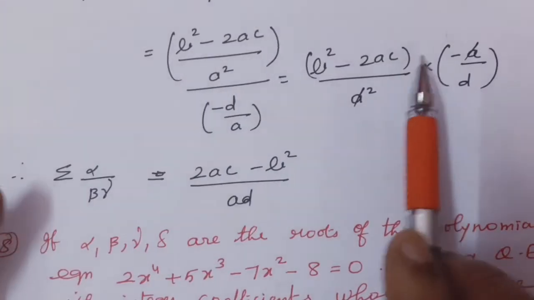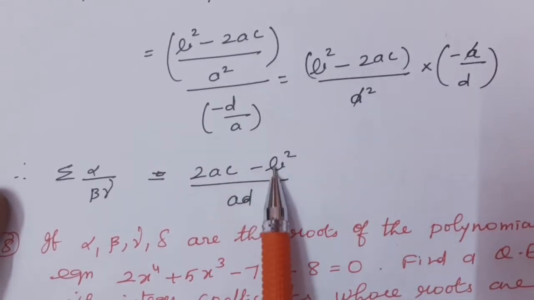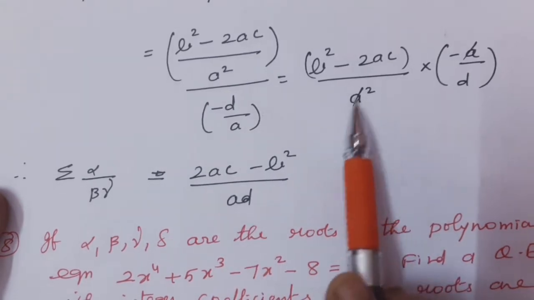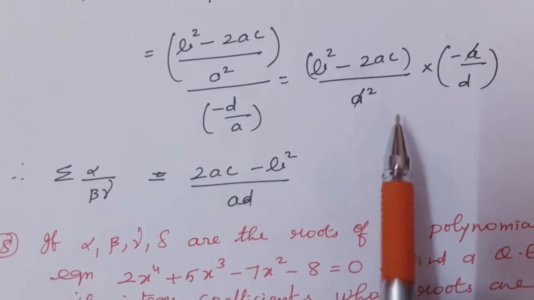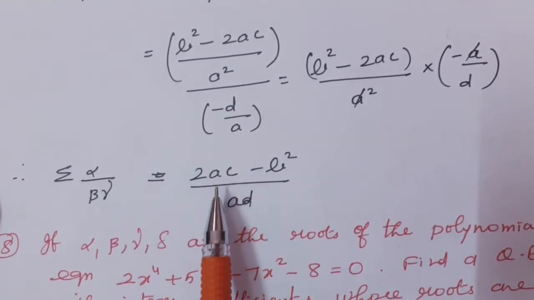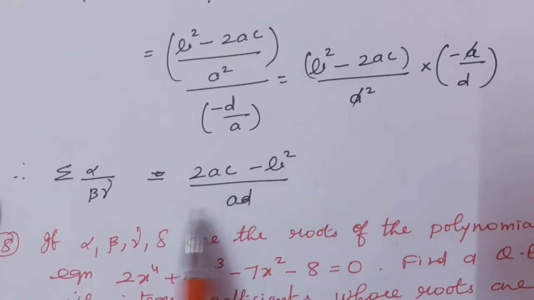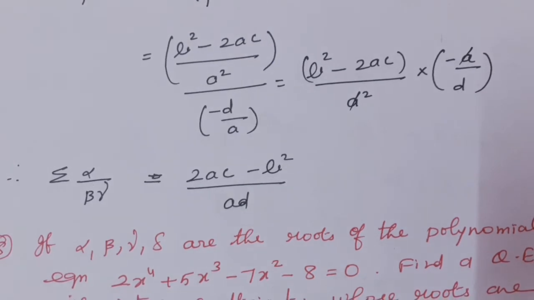For arrangement, what do you write? First you multiply the minus value: minus into minus becomes plus, 2ac minus b square, divided by what? One a cancelled. Balance of a, a into d becomes ad. Therefore, the value of summation of alpha by beta gamma equal to 2ac minus b square divided by ad. Just to find the value, after substituting the summation of 1, summation of 2, summation of 3 in the alpha plus beta plus gamma whole square formula, we get the result. Very easy sum.